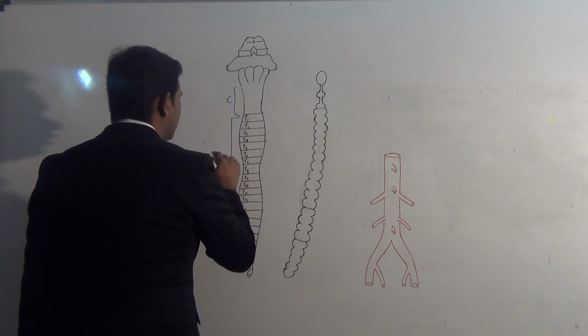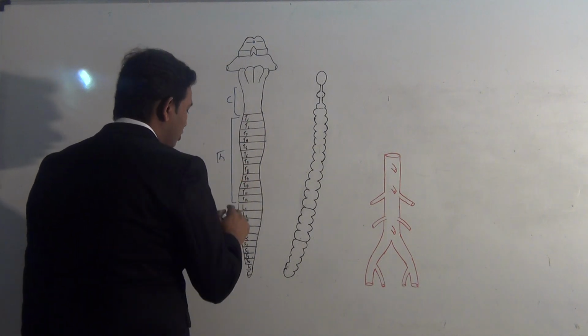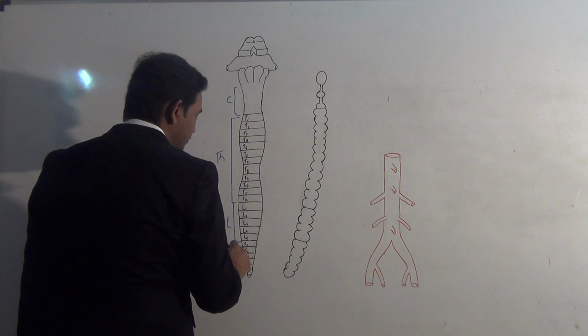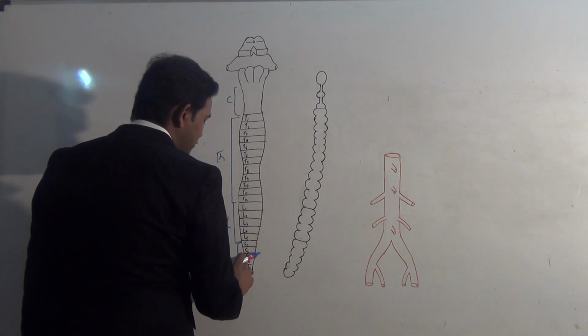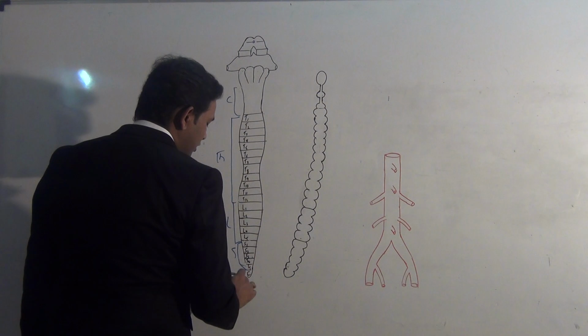This is the thoracic part of the spinal cord. This is the lumbar part of the spinal cord. This is the sacral part of the spinal cord, and the last one is the caudal part.